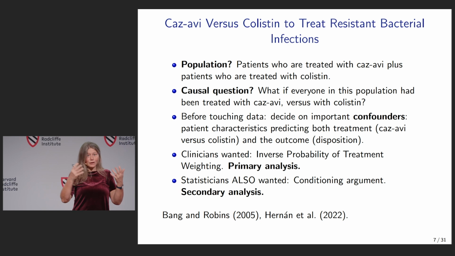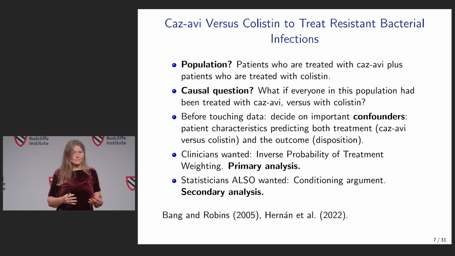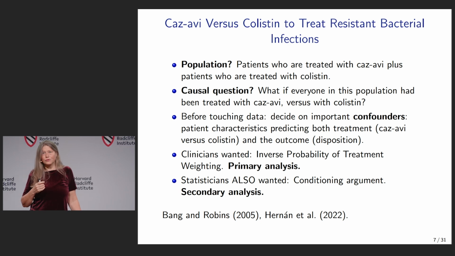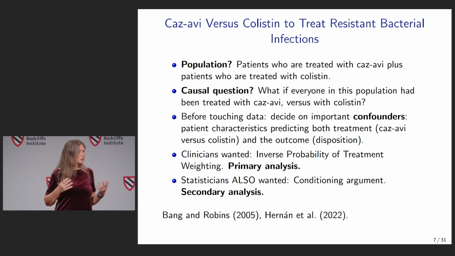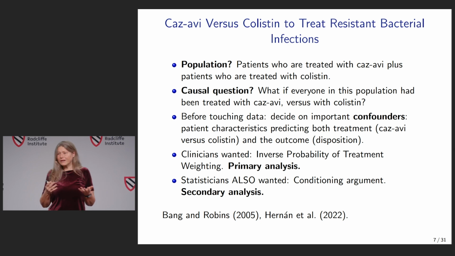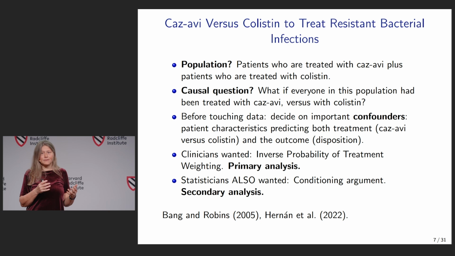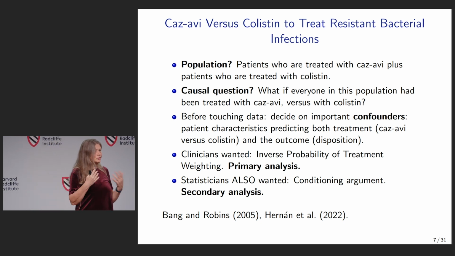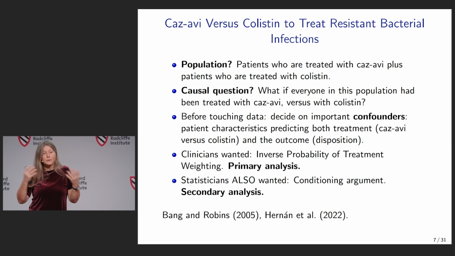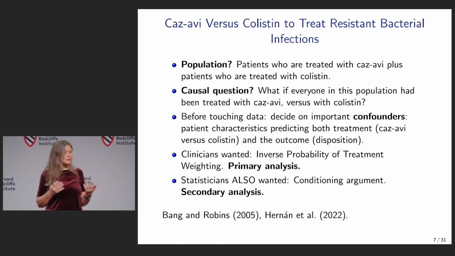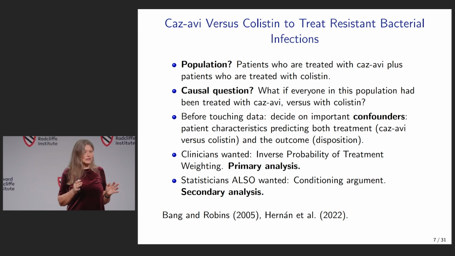When we emulate a clinical trial, we first have to say, this is our population. Then the second thing that we need to do is figure out, okay, what is the question that we want to answer for this population? So the question that we wanted to answer here: what would be the disposition over time, people dying in the hospital, people being discharged home, what would be the disposition over time of our study population had everyone been treated with Casavi? And then also we want to do the same for colistin. So what if everyone in this population was treated with colistin, what would be their disposition over time? So now we have a causal question.